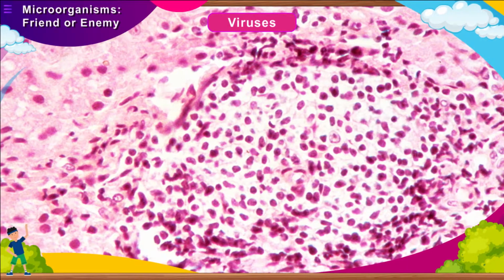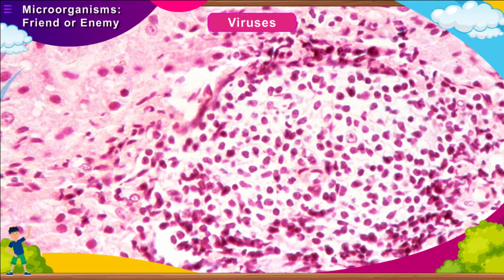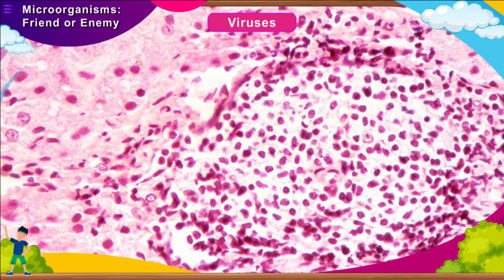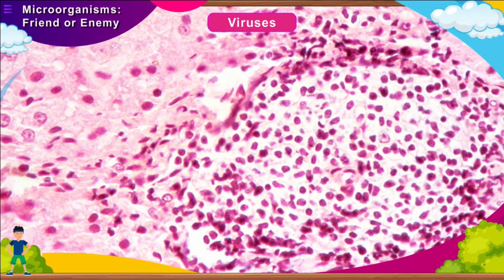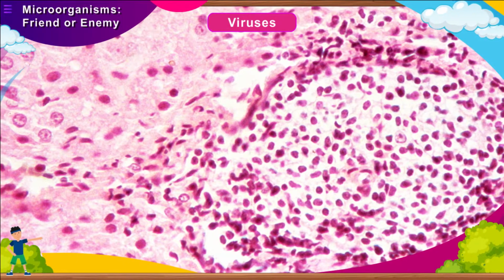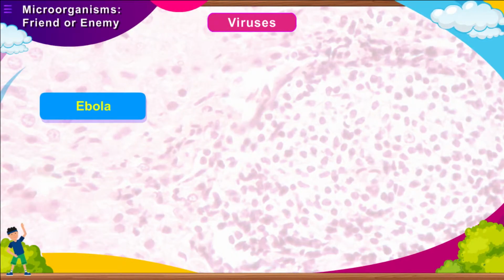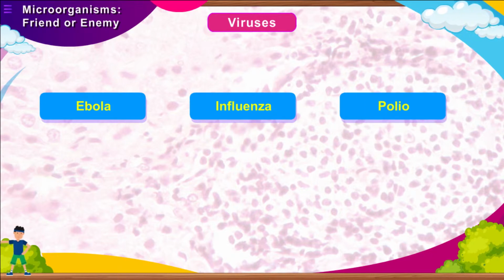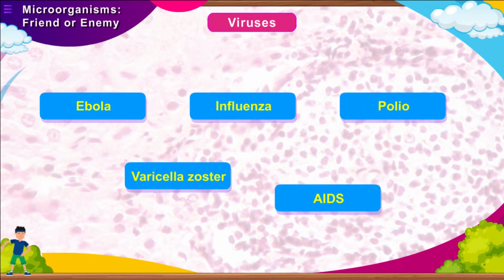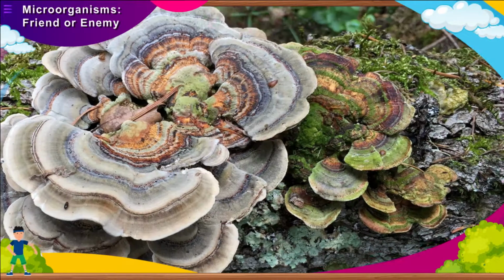The size of viruses varies from 0.01 to 0.3 microns. Viruses are of different shapes and sizes. Some examples of viruses are Ebola, influenza, polio, varicella zoster, AIDS, etc.